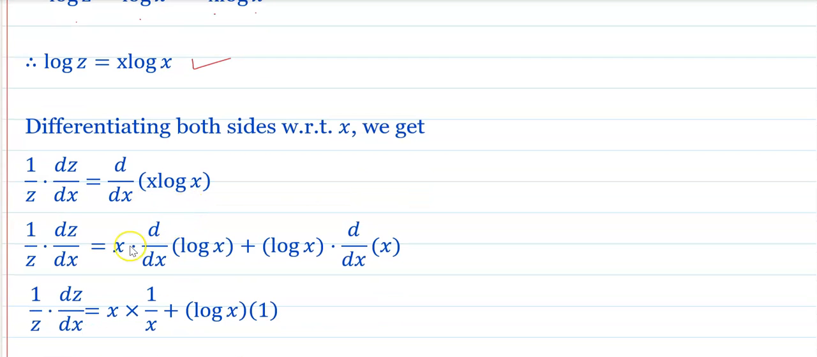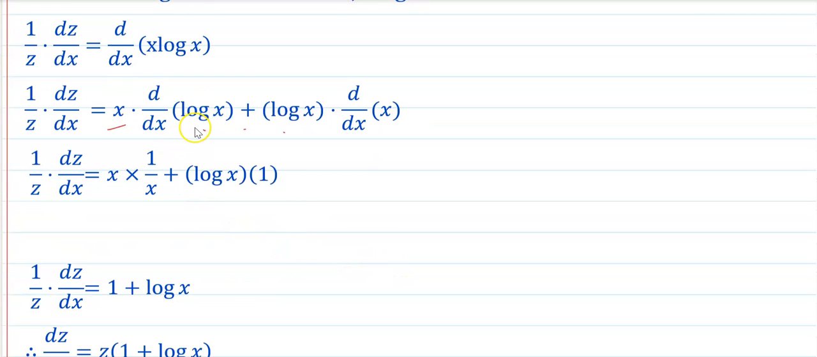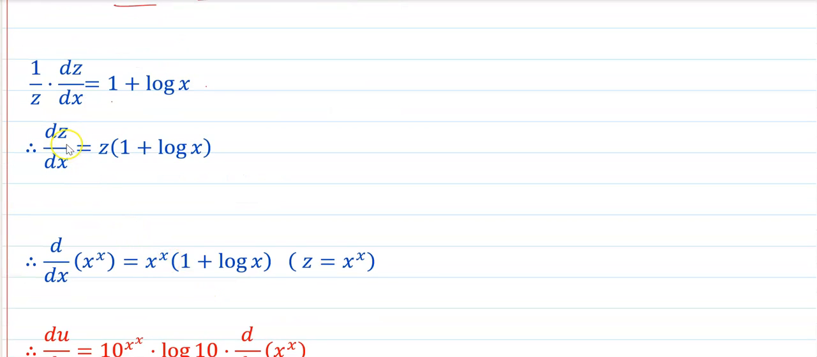इथे product rule apply करणार. First x as it is, derivative of log of x plus log of x as it is, derivative of x. What is the derivative of log of x? 1 upon x. X into 1 upon x. Log of x. Derivative of x is 1. Therefore x upon x you will get 1. 1 into log x is log x. Therefore dz by dx is equals to z times in bracket 1 plus log x.